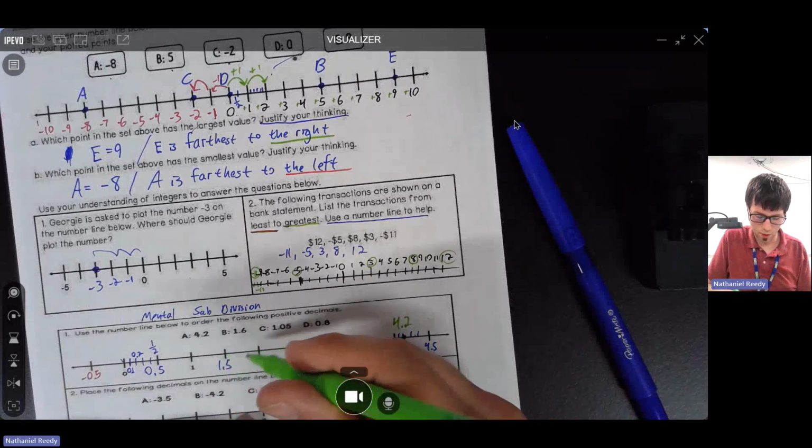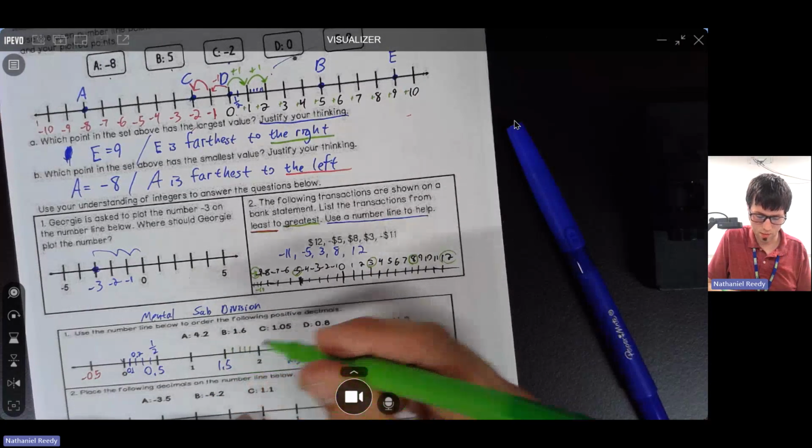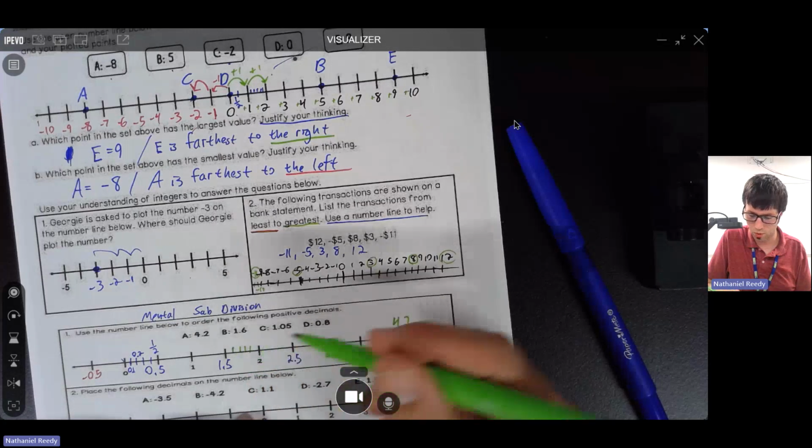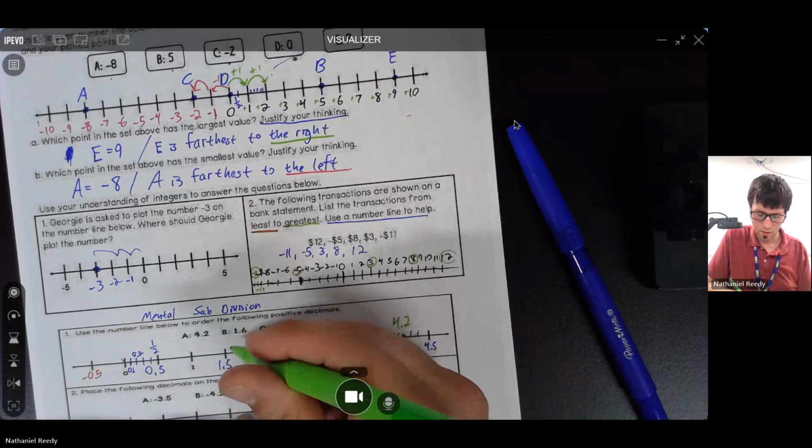1.6, well, here's 1.5. And again, if I just imagine that there are lines between here for 1.6, 1.7, 1.8, 1.9, and then 2.0 or 2, 1.6 would be right there.